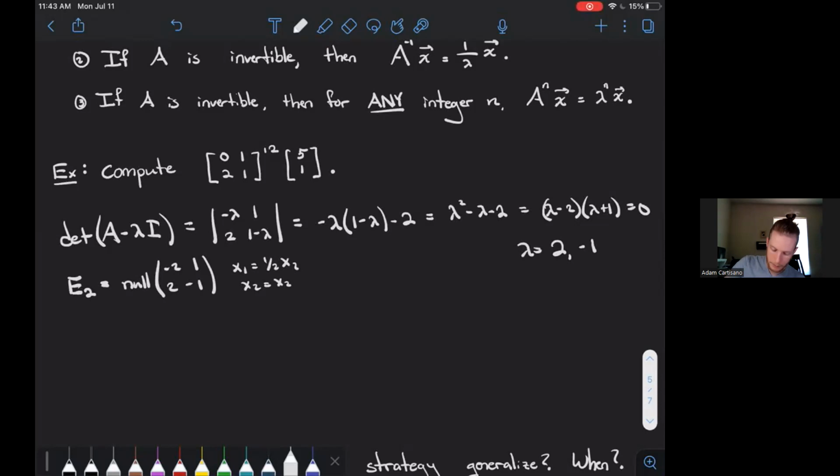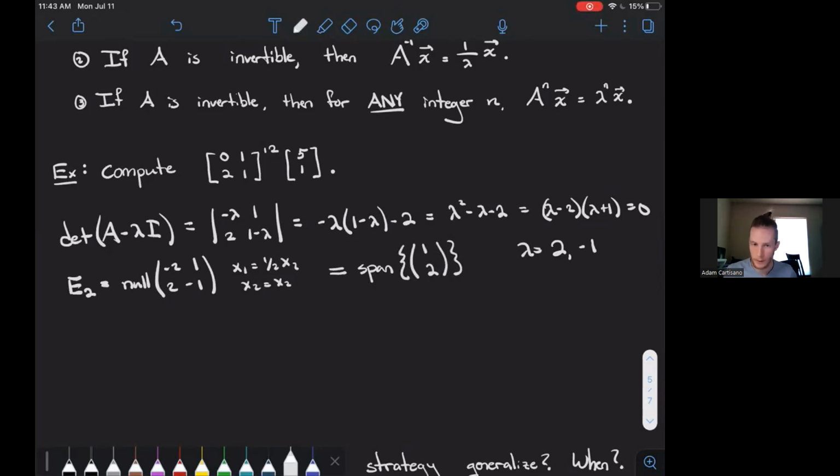So the eigenspace E2 is going to be the span of 1/2, 1. And for simplicity, I'm going to make that 1, 2. Multiply it by 2 so that we're looking at something nice.